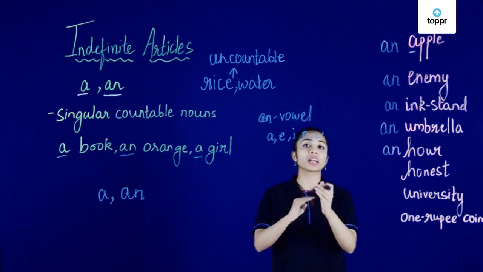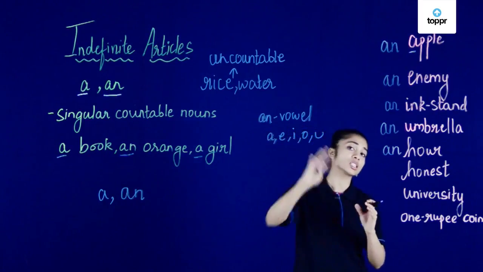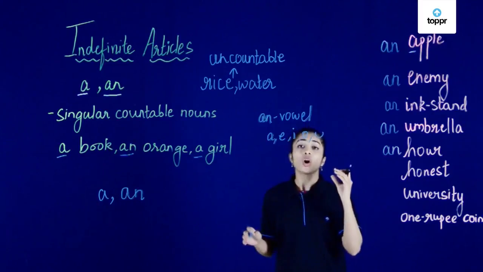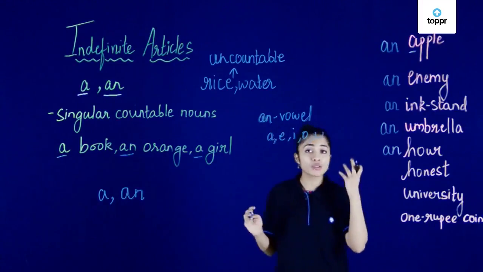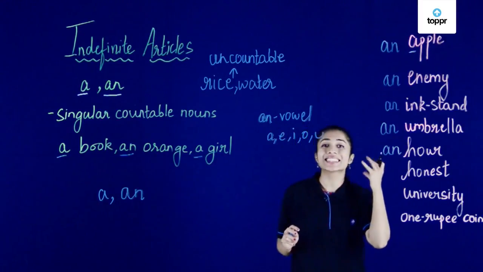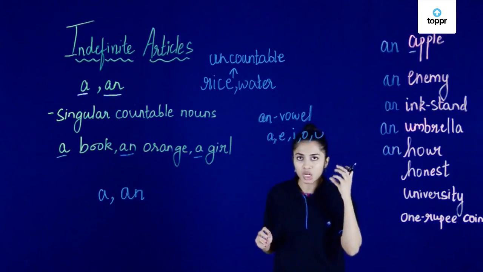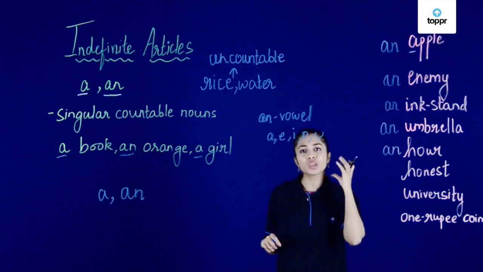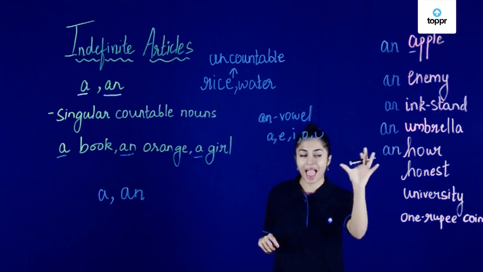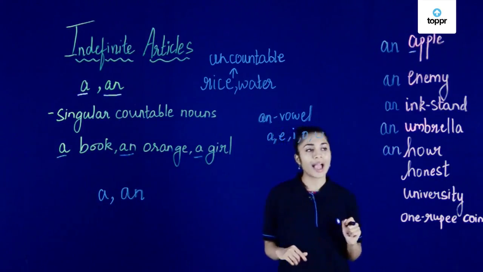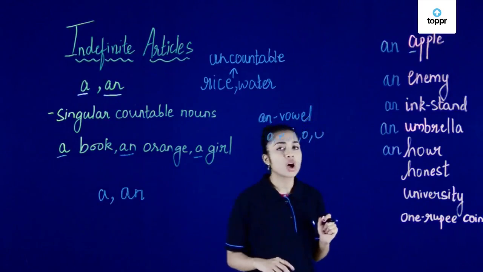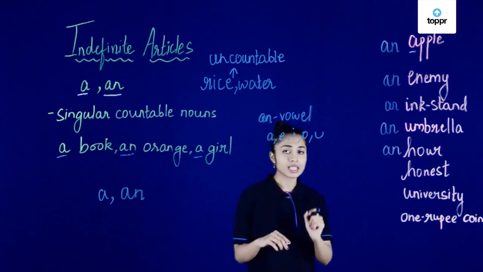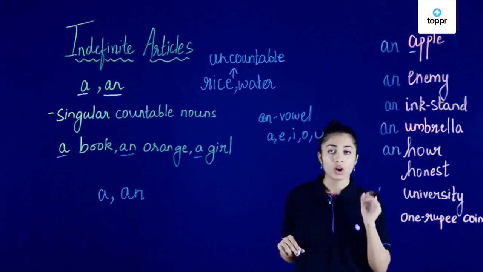Alright, so we don't merely focus on the consonant or vowel letters, we also focus on the sound of the word. Hour. Ow is a vowel sound. Therefore, we use our indefinite article an. Let's take a look at the word honest. Now, honest is again a vowel sound.